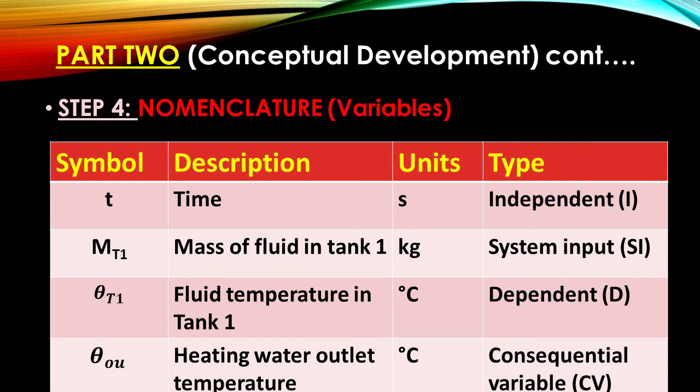Okay, next, step 4 is the nomenclature for variables. So you list your variables. You've got 4 columns. For example, the first one is the symbol T for time. You've got your description, which is time. You've got your units, seconds, and you've got your type, independent variable. So it's like X. If you've got Y equals mx plus C, then X is your independent variable.